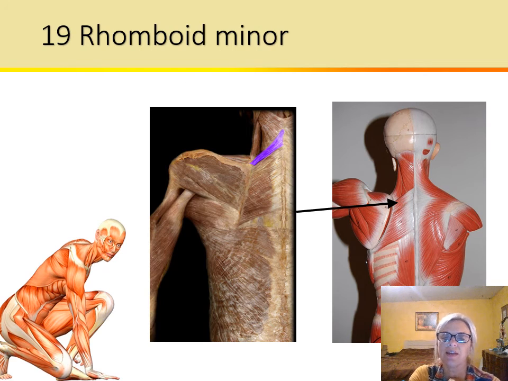All right, so here's the lesser rhombus, and you can see it is the smaller one. So it is on top, and then the greater one is beneath. This also helps to retract, elevate, and rotate the scapula inferiorly.